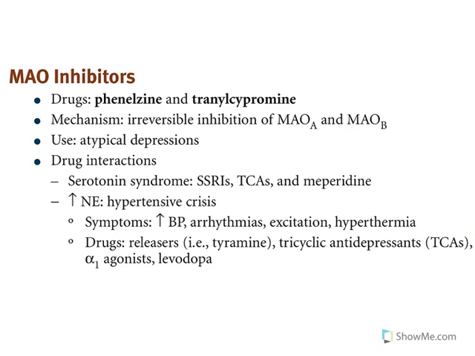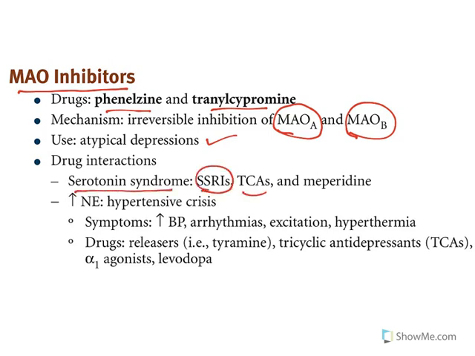Now, the last group, monoamine oxidase inhibitors, like phenelzine, tranylcypromine. They non-specifically block monoamine A and monoamine B. They are used to treat atypical depressions. Regarding drug interactions, the major one is serotonin syndrome. When they are used along with SSRIs or TCAs or meperidine, they will cause serotonin toxicity syndrome. Increased levels of norepinephrine will cause hypertensive crisis, which includes increased blood pressure, arrhythmia, excitation, and hyperthermia.